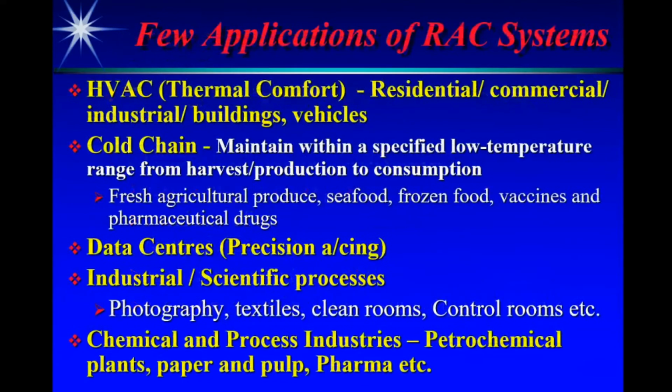So some of the common applications of RAC systems are mentioned on this slide. The first one, as I mentioned, is HVAC, which is primarily for thermal comfort of human beings in various applications, including residential, commercial or office applications, industrial applications, even in vehicles. The next major application which could be of interest is cold chain, which could be for fresh agricultural produce or frozen food, or even for important commodities like vaccines and pharmaceutical drugs.